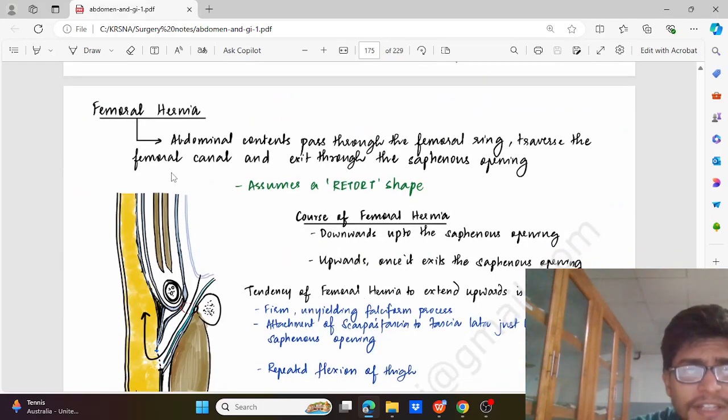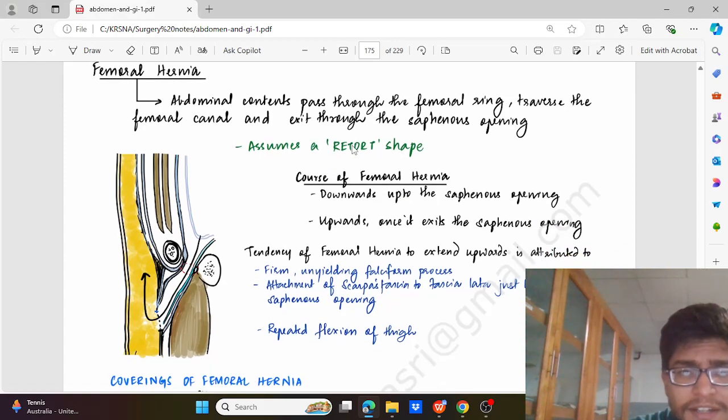Femoral hernia occurs when abdominal content, some intestine or something, passes through the femoral ring, traverses the femoral canal and exits through the saphenous opening, and it takes a retort shape. It goes down and comes upward. So the course of femoral hernia is downward up to the saphenous opening and then upwards once it exits the saphenous opening.